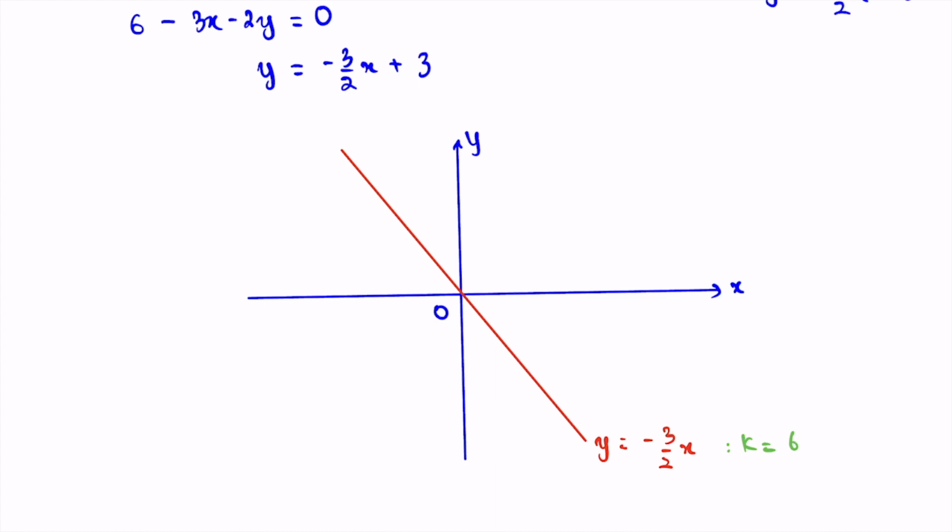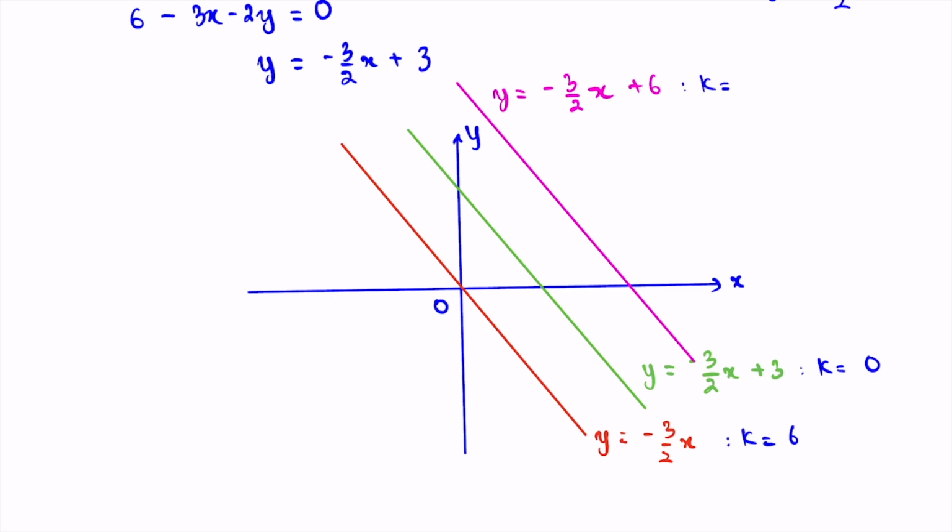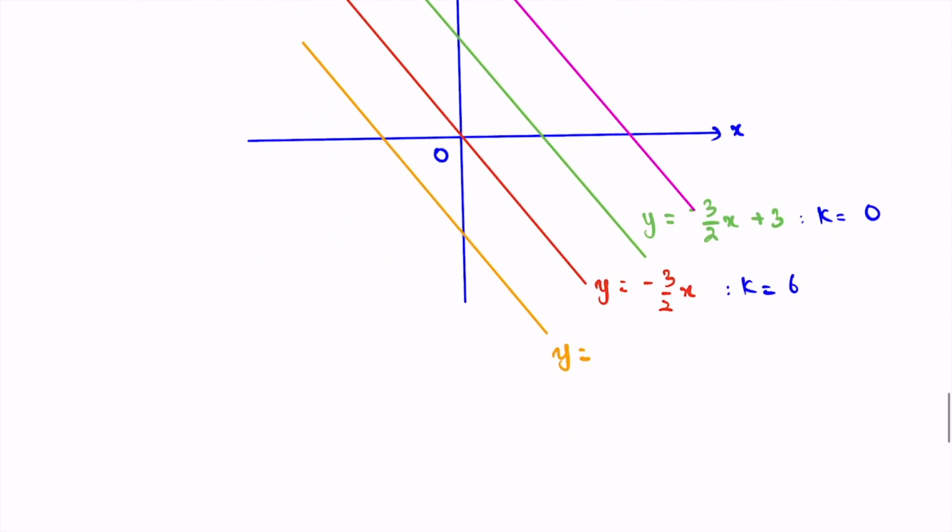Now you're going to have a bunch of other lines parallel to this line y equal to negative 3/2 x because all the lines have the same slope. So we're going to start duplicating this. For instance, this is the line y equal to negative 3/2 x plus 3. This is the case where k is equal to 0. You have the line of the form y equal to negative 3/2 x plus 6. This is the case where k is equal to negative 6. And this is the line y equal to negative 3/2 x minus 3. This is where k is equal to 12.